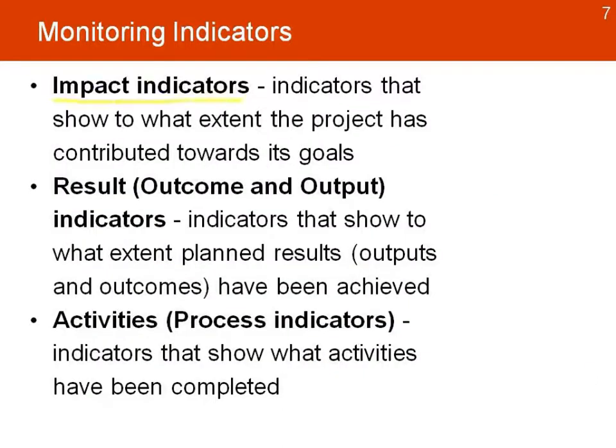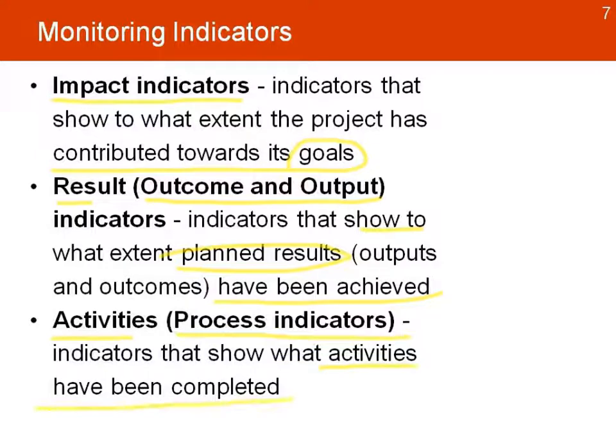The impact indicators show to what extent the project has contributed toward its final goals. The results, which are the outcome and output indicators, show to what extent the planned results have been achieved. And the activities, also known as the process indicators, show what activities have been completed or not.